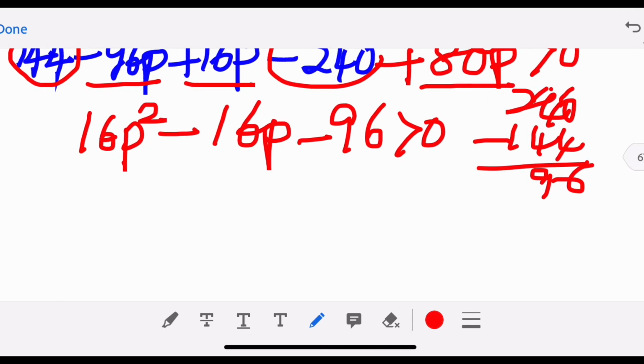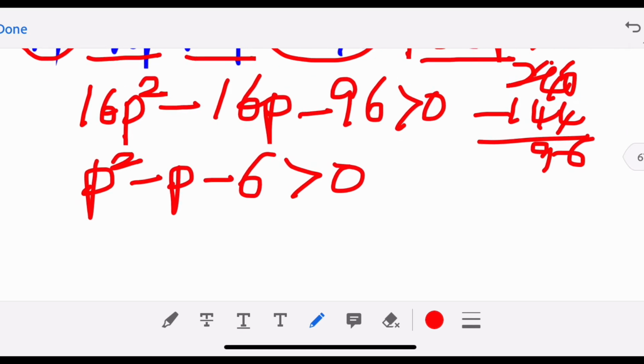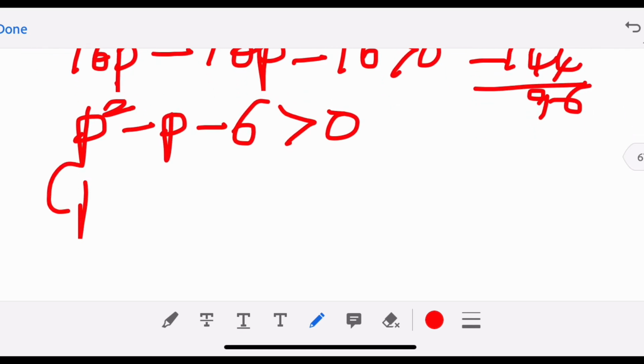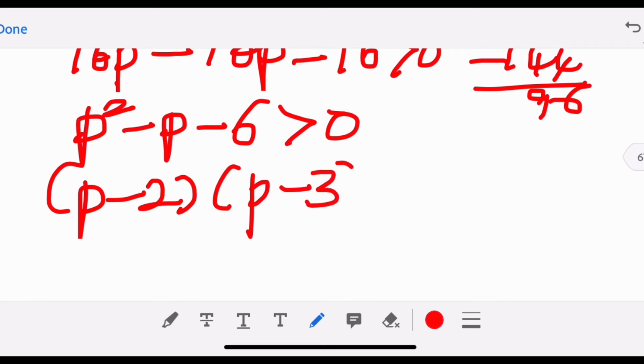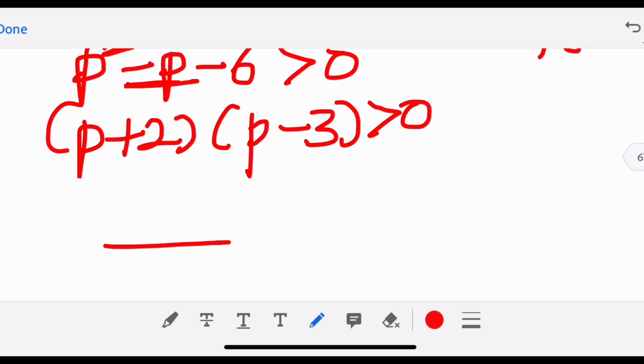Before we factorize, we simplify by dividing by 16. So P squared minus P minus 6. Now we want to factorize. This is a very simple factorization: minus 3 plus 2, negative. Correct.